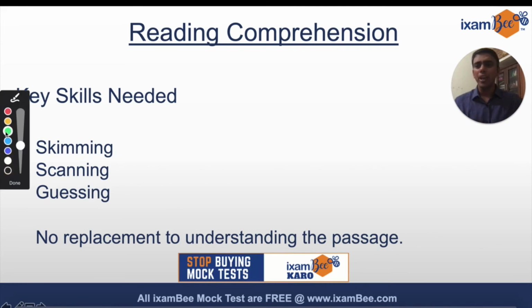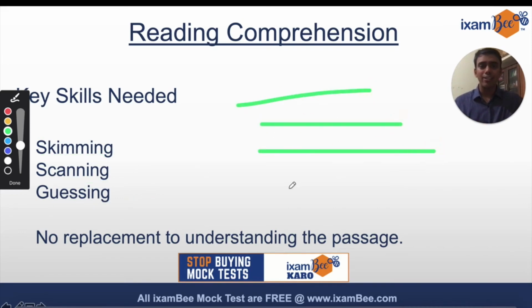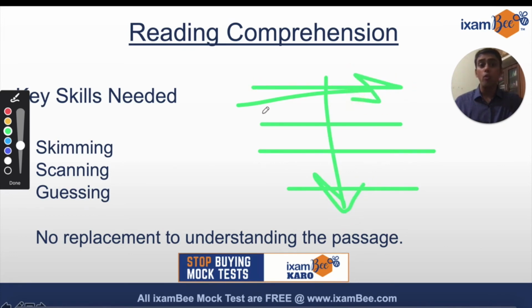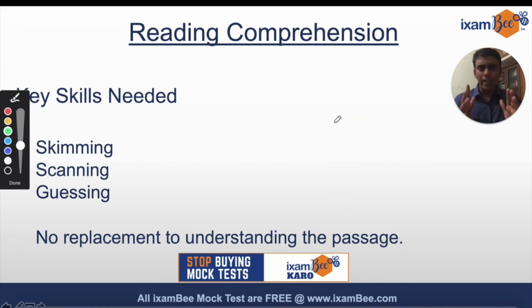In reading comprehension, you have 3 skills: skimming, scanning, guessing. What are these 3 words? Skimming means that if this is your entire text, you very quickly read through it. You're not going to go word by word. That is a big mistake. When you're going through the text quickly, if a new sentence starts with, for example, "okay", skip that part and go to the next one. Read all the main points.